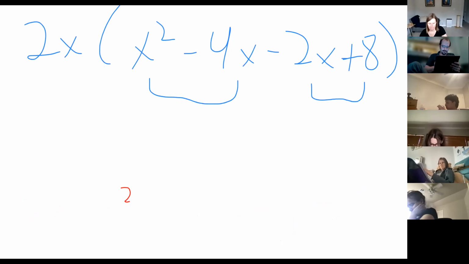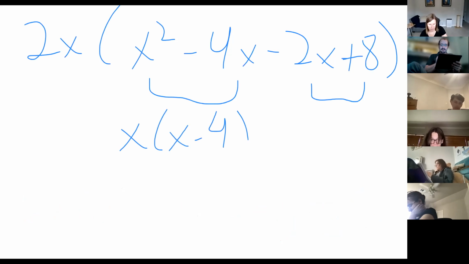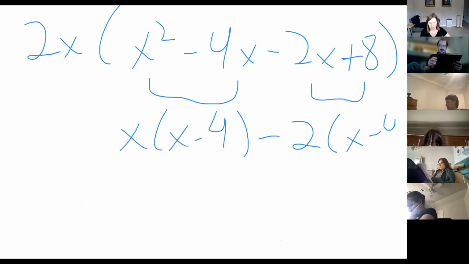Your GCF is still there, 2x times x minus 4 and x minus 2. X times x minus 4 here, we pull out an x. And then what do we pull out from this? A minus 2. It's leading with the negative, so we pull out the negative. And if I pull out a minus 2, does that leave me with an x minus 4? Is your plus 8. You can distribute that if you want to check. That should leave me with minus 2x plus 8. That's it.